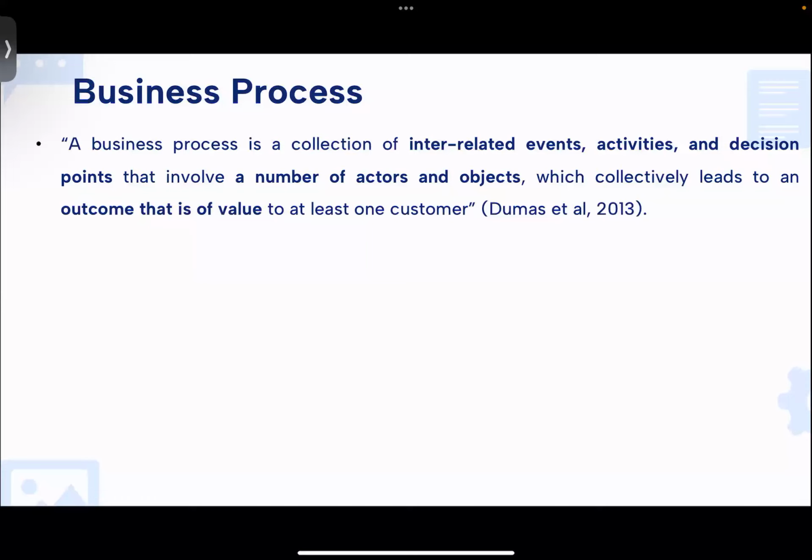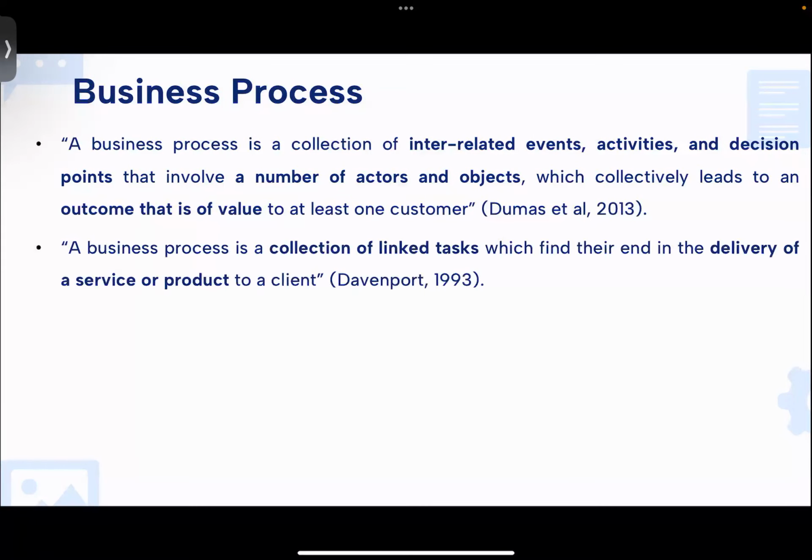So outcome means goals and objectives. Basically, through achieving those things, we should provide value to the customers. So that's the one definition. And the second one is a business process is a collection of linked tasks which find their end in the delivery of a service or product.